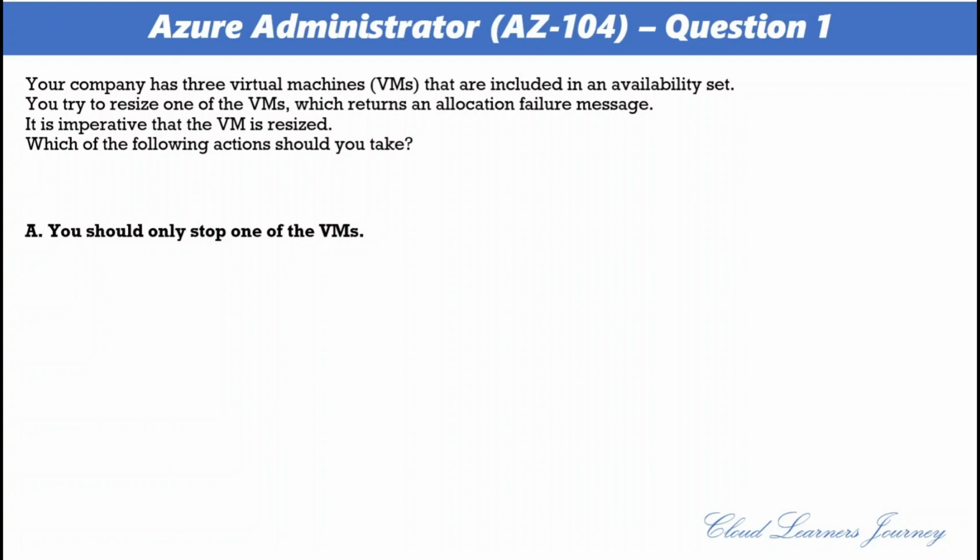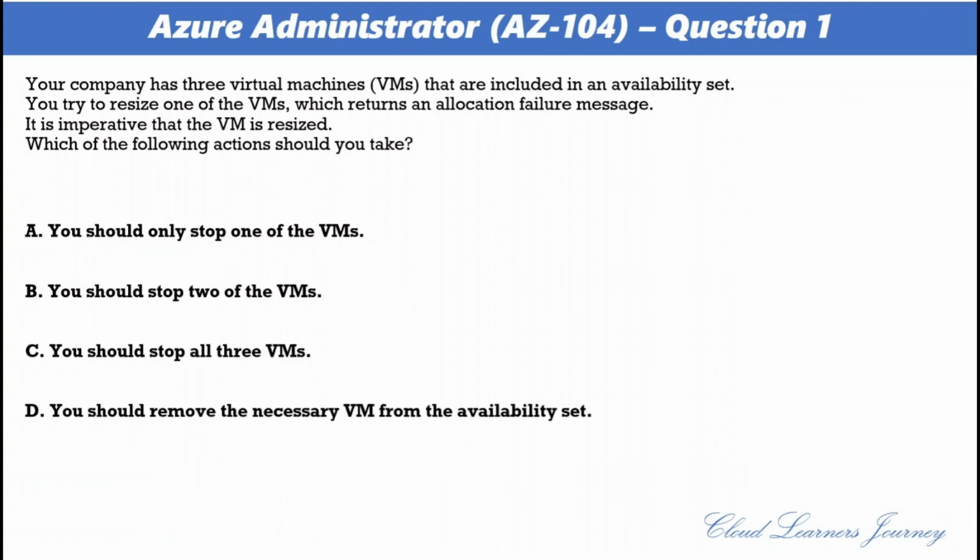And the options are A. You should only stop one of the VMs. B. You should stop 2 of the VMs. C. You should stop all 3 VMs. D. You should remove the necessary VM from the availability set. And the correct option is C. You should stop all 3 VMs.